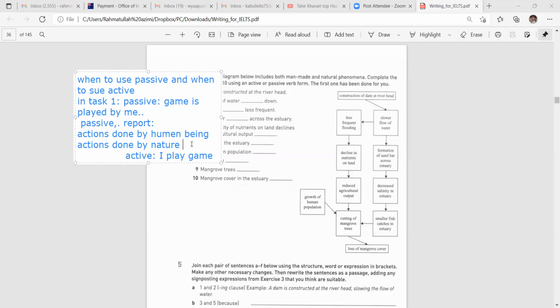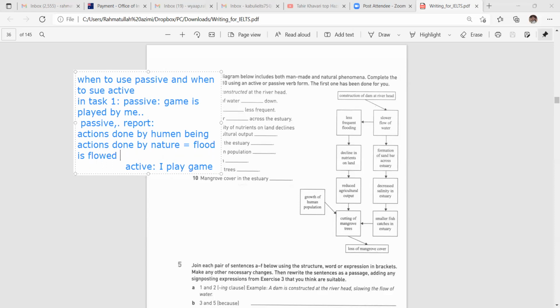You cannot say rain came or rain is came, or for example, flood is flood. Let me just write it here. For example, flood is flood. I don't know, I forgot the word. Okay, but in this case, you don't use passive.